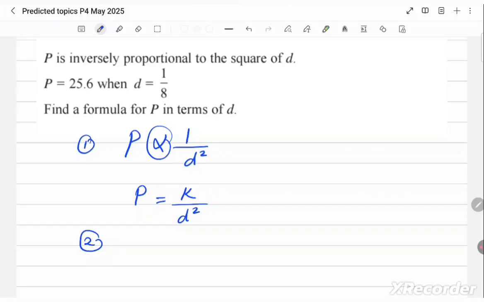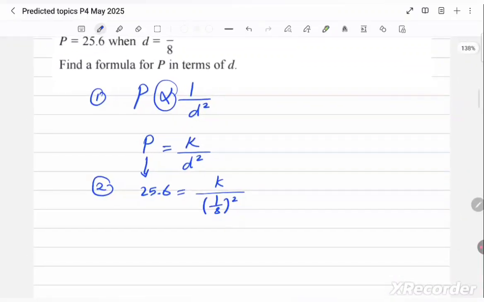Okay, let's do that. So P is 25.6 and d is 1 over 8 squared. Now we need to find k. If you want to find k, make cross multiplication. So 25.6 times 1 over 8 squared. Let's calculate this by calculator. 25.6 times 1 over 8 squared. The answer is 0.4.